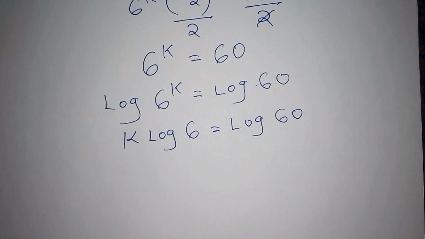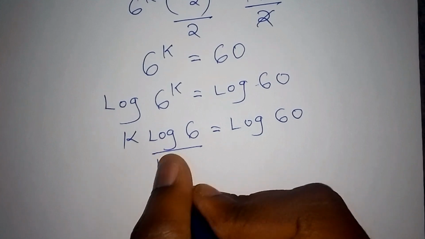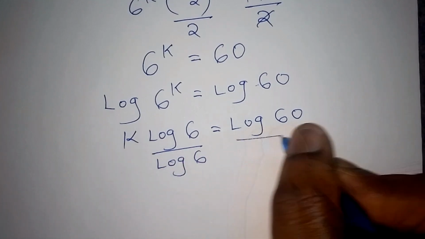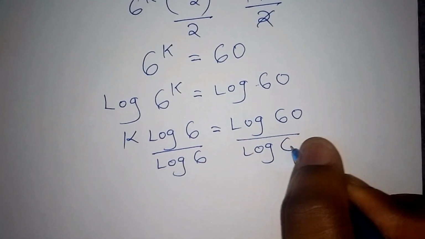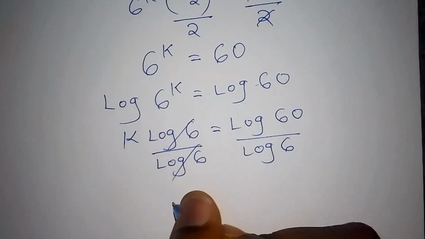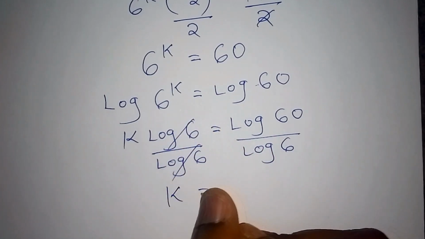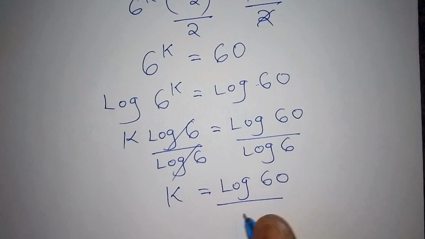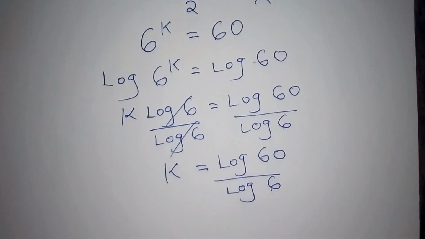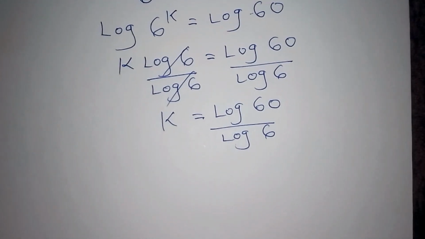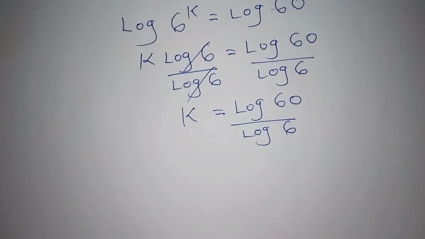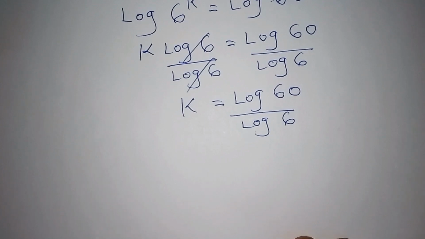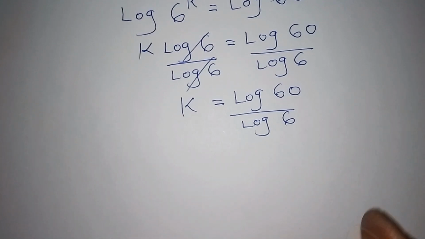Now we can easily find the value of k on this other side by dividing both sides by the log of 6, all over the log of 6, so that this one and this one shall cancel. So now we remain with k is equal to the log of 60 all over the log of 6. We are not supposed to leave our answer at this particular point. We can still go further and work it out. Most of us make the mistake of leaving the answer this way.